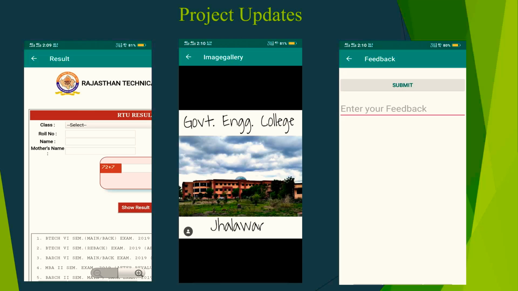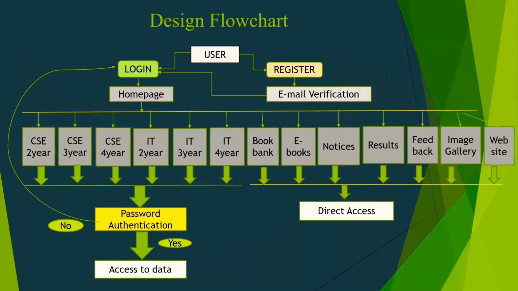And there is the last icon, that is feedback. If someone wants to enter some feedback about our app, or wants some improvements or some more features in the app, they can send us the feedback, and we receive that feedback into the database. So this is the design flow chart of our app.